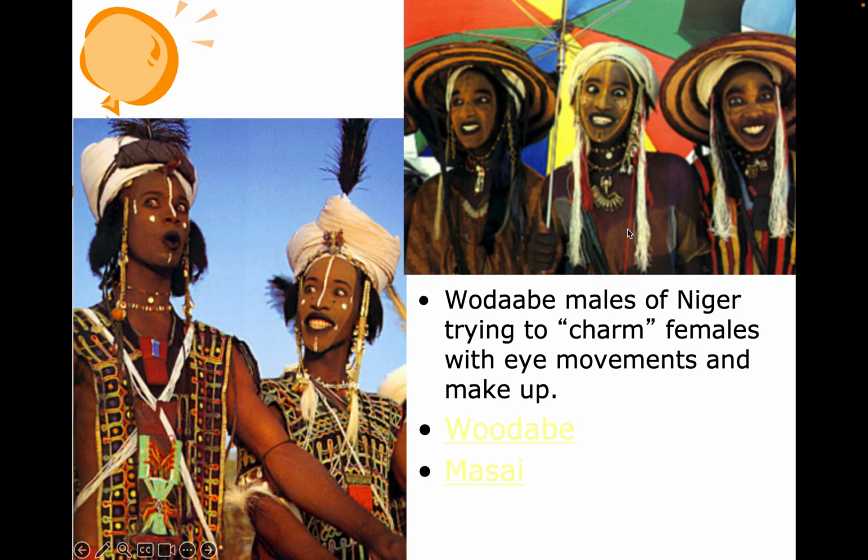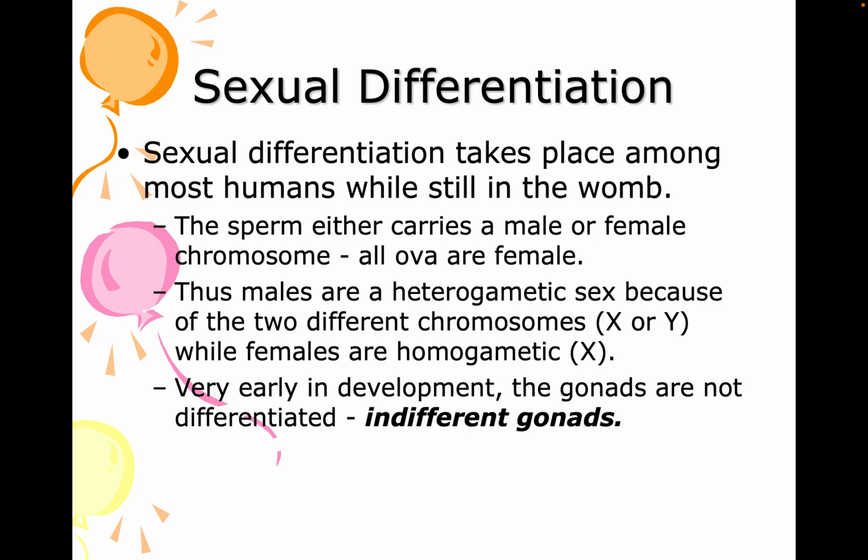Sexual selection. So the Wadabi, when they're looking for a mate, are looking for an individual that can move their eyes and smile at the same time. And the Maasai women are looking for somebody that can jump high so that they can see the lions. Sexual differentiation takes place among most humans while still in the womb. The sperm either carries a male or female chromosome. All ova are female. All ova are X's.